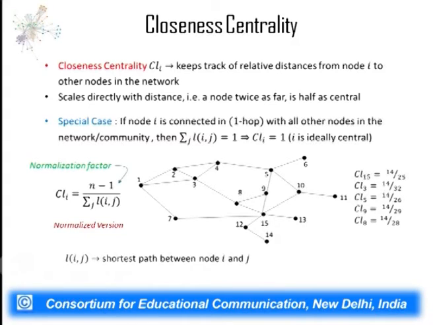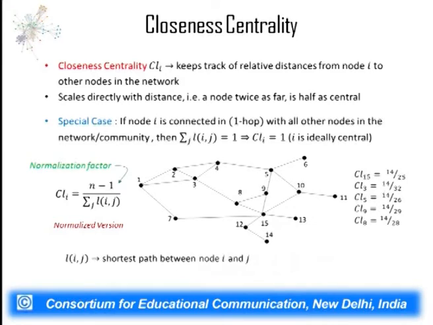So the normalized version will be n minus 1. N minus 1 is the normalization parameter over here, and its formula is basically 1 upon the summation of all the shortest paths. Shortest paths here are denoted by Lij. So Lij is the summation of all the shortest paths between a particular node i and j. Let's see how CL15, CL3 values are being calculated over here.